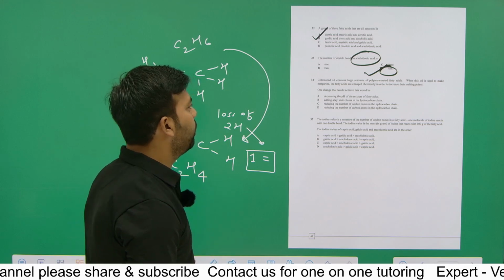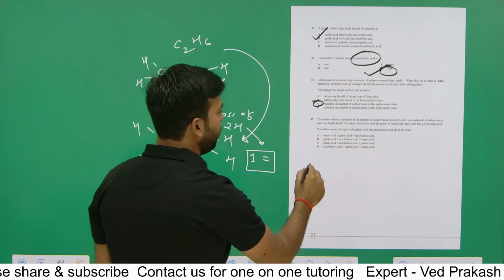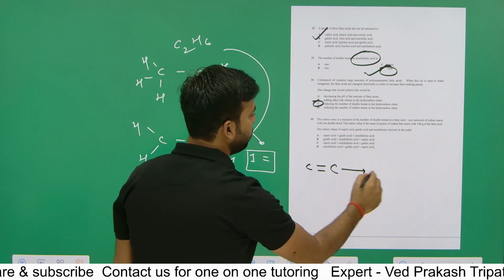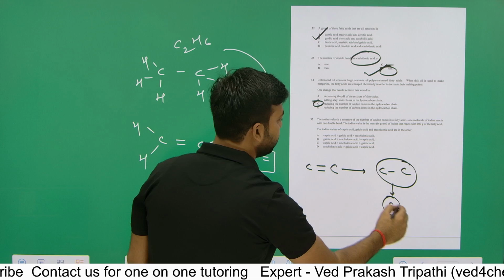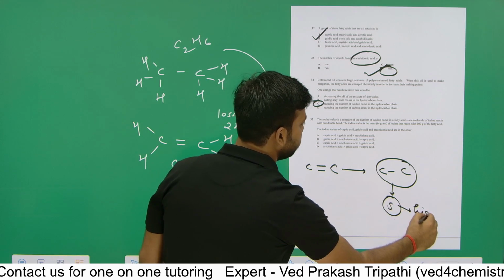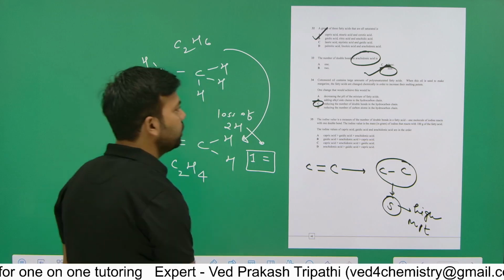C, reducing the number of double bonds. Yes, it is absolutely right, because if you have a double bond and you reduce it into a single bond, this is called saturated, a well packed structure and high melting point. Clear? So the answer will be C.